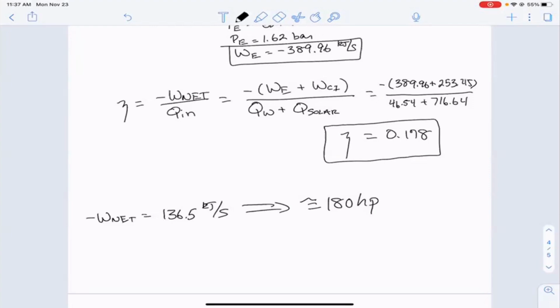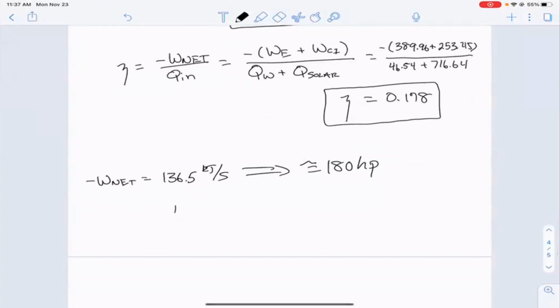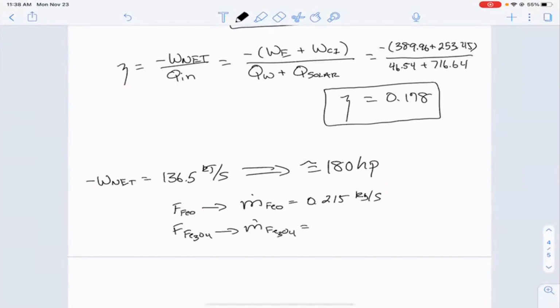So what I then did is I took the flow rate of FeO and I converted that to a molar flow rate, or sorry, a mass flow rate, and it became about 0.215 kilograms per second. And I did the same thing with the flow rate of Fe3O4, made that a mass flow rate. I looked up their density and molecular weight and all of that stuff. And it's 0.447 kilograms per second, okay?